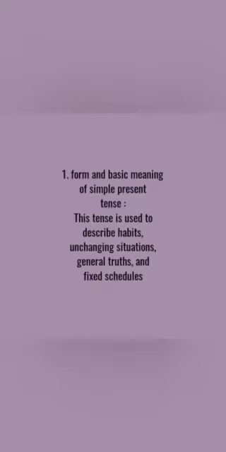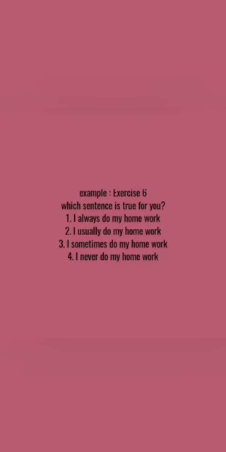Number 1. Form and basic meaning of simple present tense. This tense is used to describe habits, unchanging situations, general truths, and fixed schedules. The example is exercise 6. Which sentence is true for you? Number 1. I always do my homework. Number 2. I usually do my homework. Number 3. I sometimes do my homework. Number 4. I never do my homework. Of course, the true sentence is number 1. I always do my homework.